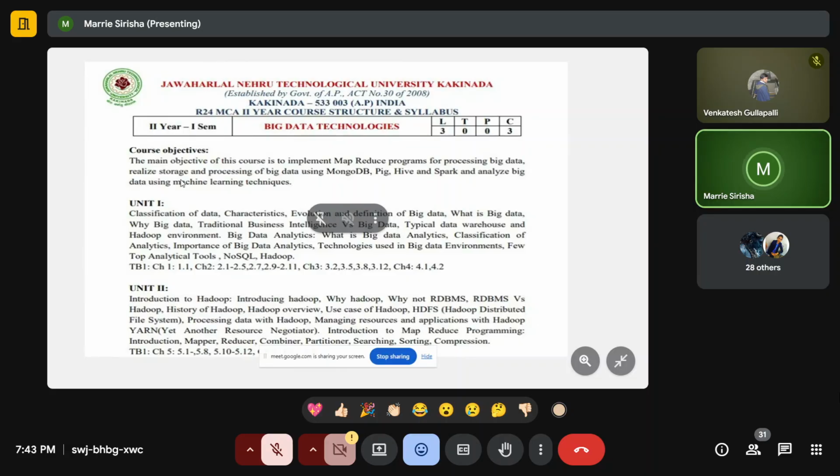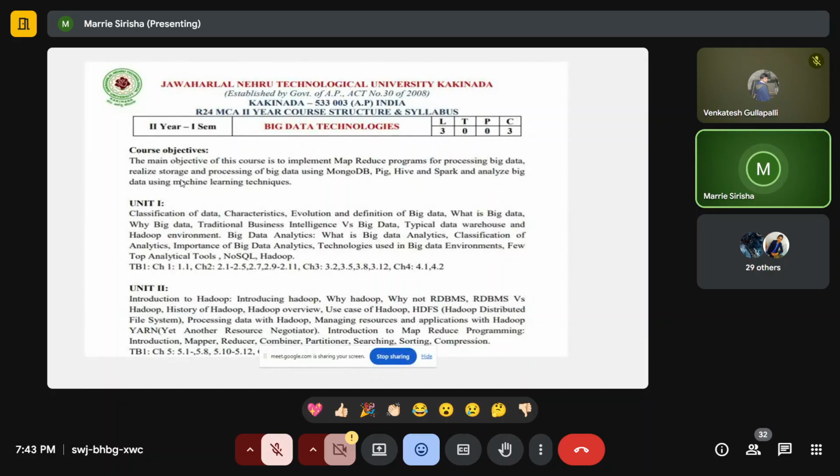MapReduce, you will be getting in your second unit onwards. But I'll just explain what MapReduce is. MapReduce is a programming model and a technique to handle large amounts of data. How we are doing that, you will learn in your unit one and two.